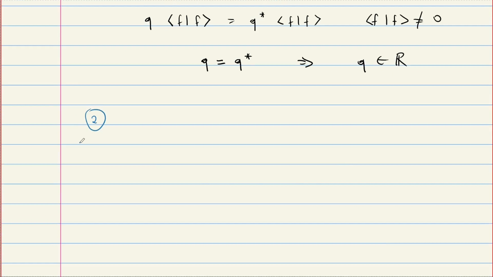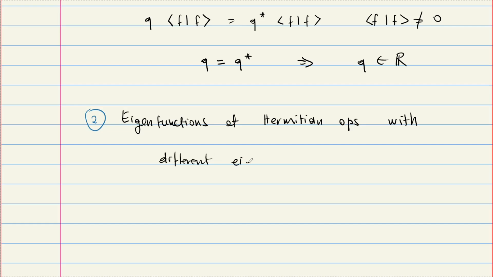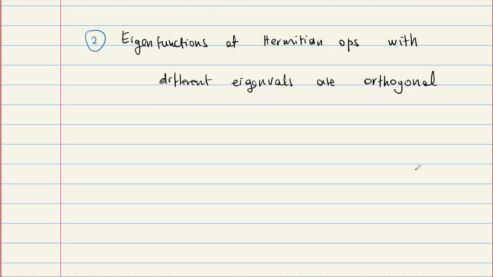Second important property: eigenfunctions of Hermitian operators with different eigenvalues are orthogonal. Let's also see, this is also kind of easy to see. Let's prove.